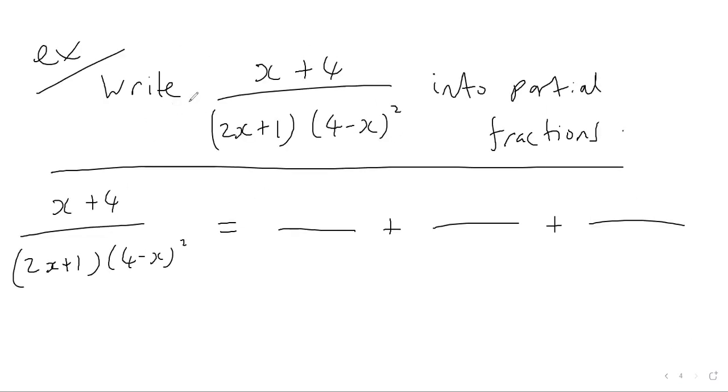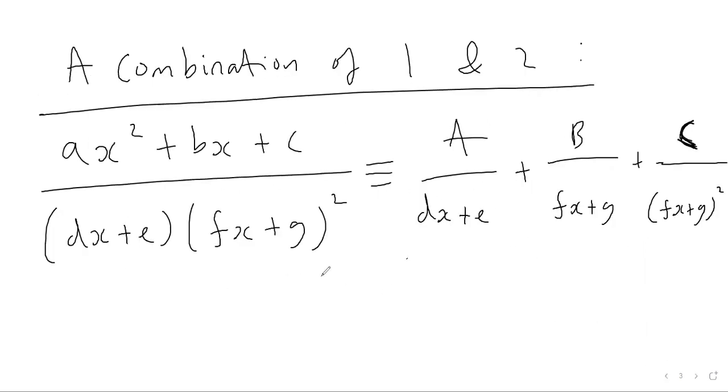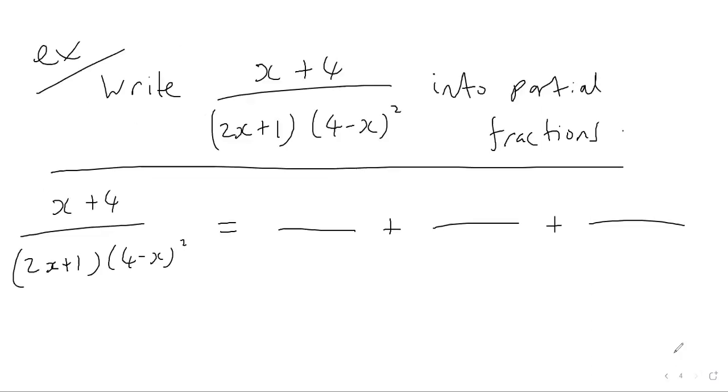Let's look at an example then. So the question is to write x plus 4 divided by 2x plus 1 times 4 minus x all squared into partial fractions. So we're going to use this formula here. So we've got a capital number that we don't know, another number we don't know, and another number we don't know. So using our formula, our first denominator is going to be this 2x plus 1. Our second denominator will be 4 minus x, so this factor there. And then the next denominator will be the square of that one, the factor that we're actually squaring. So that's going to be that.